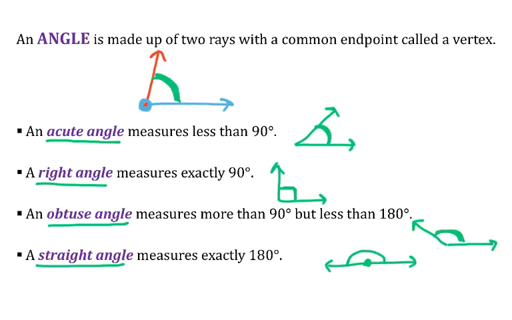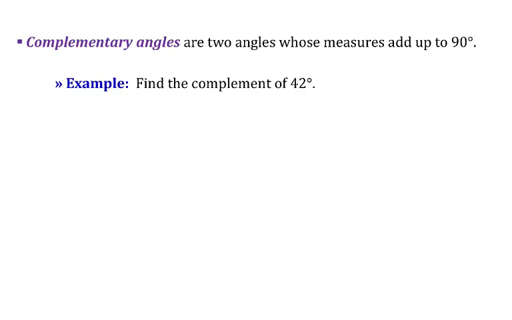So again, an angle is just made up of 2 rays, and then we have these definitions regarding the measure of our angles. So let's look at one more aspect of angles, and this has to do with angle relationships. 2 angles are complementary if their measures add to 90 degrees. So for example, an angle measuring 30 degrees would be complementary to an angle measuring 60 degrees.